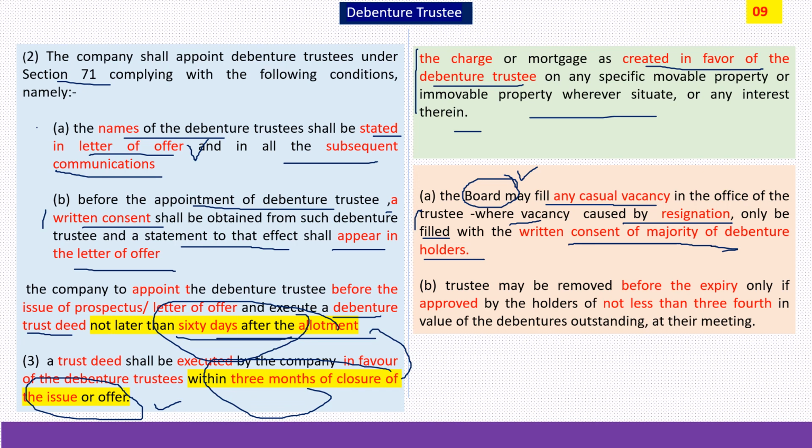There is also a provision that if not less than 3/4 of the debenture holders agree, a trustee, for whatever reason, can be removed before expiry, because it is a position of trust and confidence, and if the debenture holders have lost confidence in the trustee, then if 3/4 of the debenture holders agree that he be removed, he shall be removed before the validity expires.